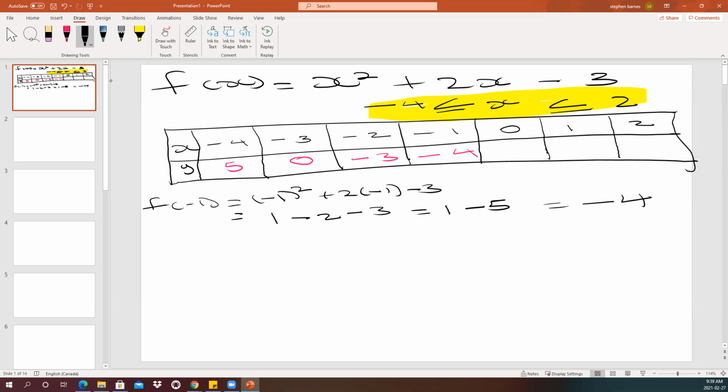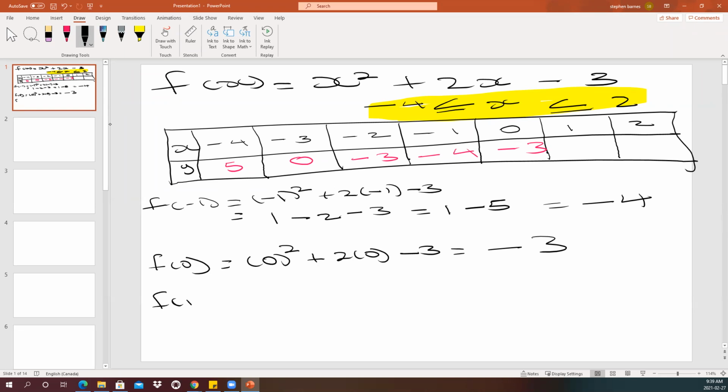All right, good. Next one, f of 0 equals 0 squared plus 2 times 0 minus 3. 0 squared is 0, and 2 times 0 is 0. So our answer would be minus 3. So we have minus 3 here.